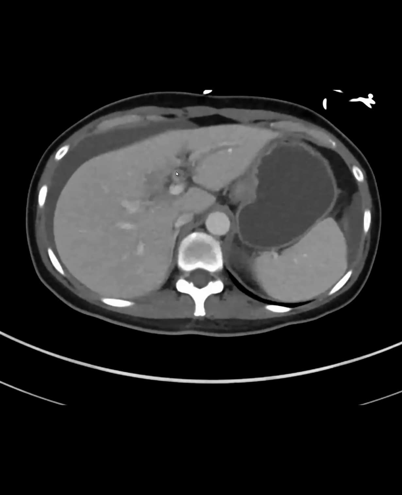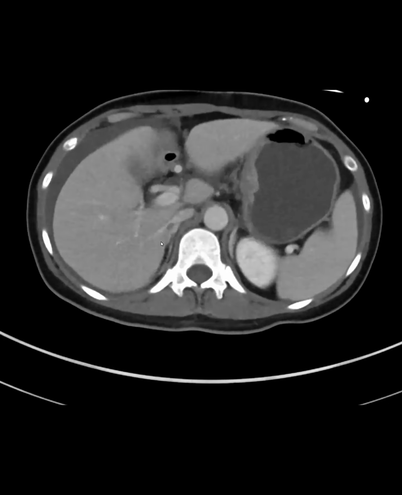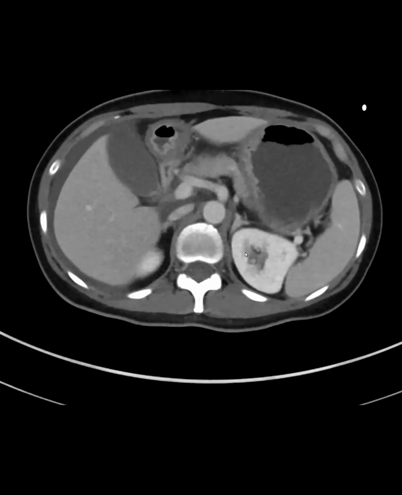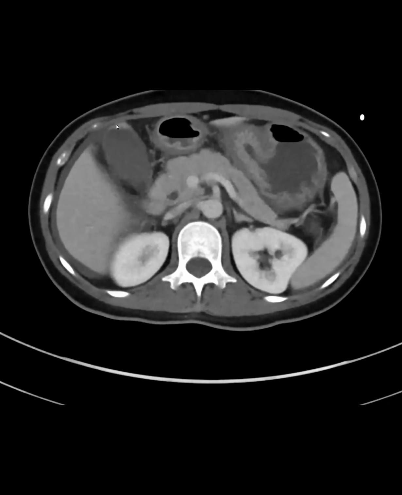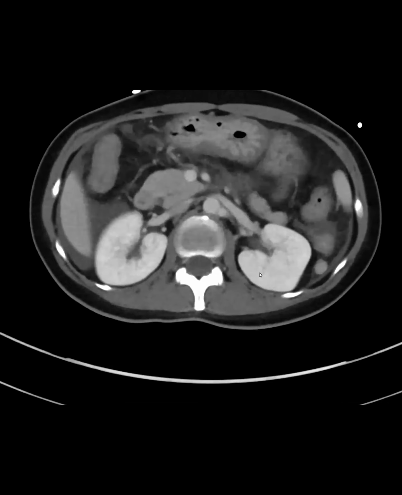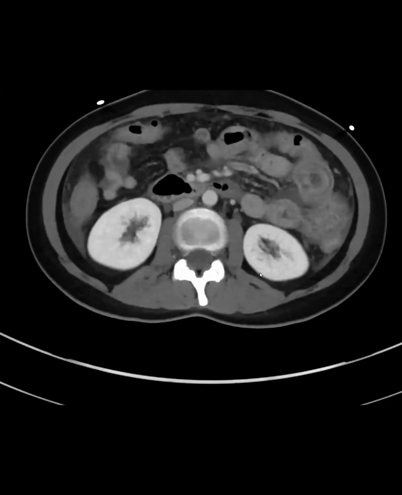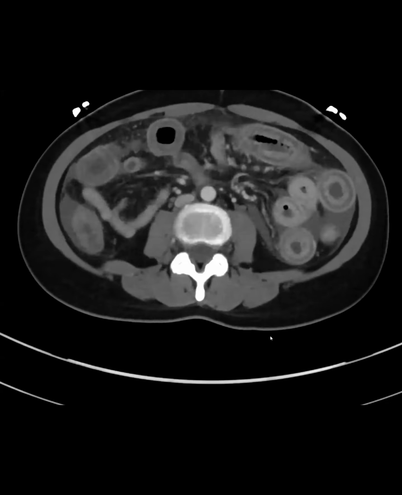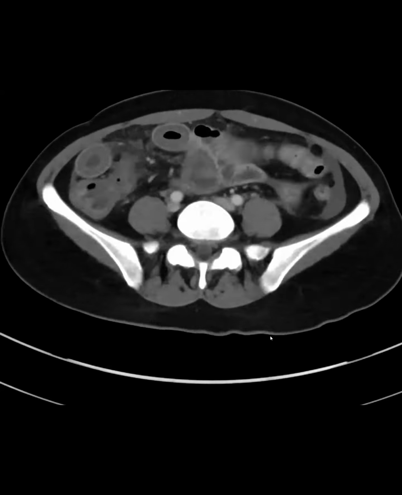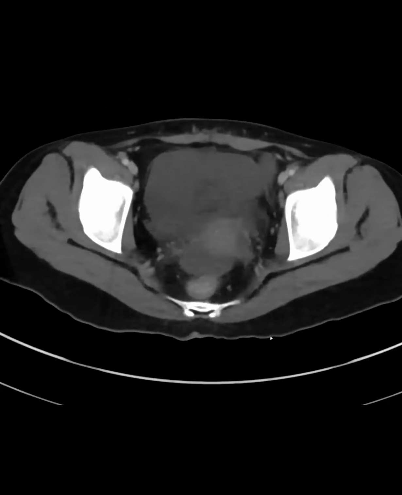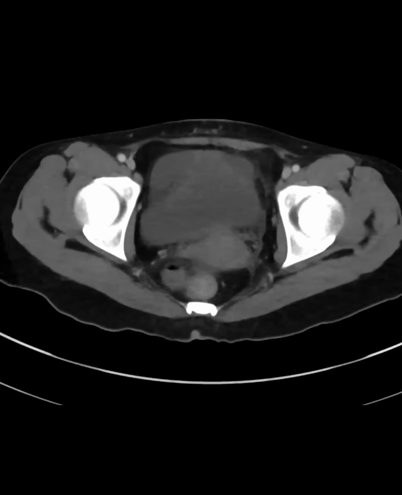As you can see, as I'm scrolling through, the liver looks okay. There is ascites. There's some focal thickening at the gallbladder fundus. And then as I keep going down, there are some findings that start coming up. And I'm going to show you the coronal as well.